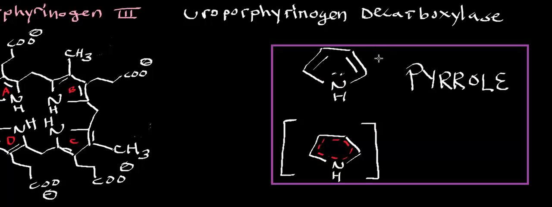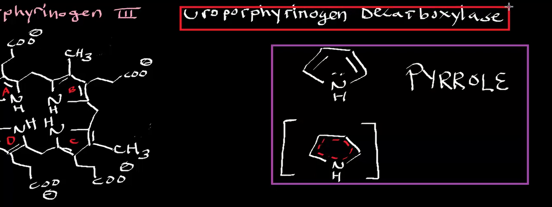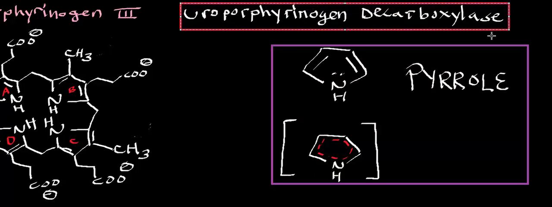Welcome back to the playlist on porphyrin biosynthesis. In this video, we're going to look at the physiology and biochemistry of this particular enzyme in porphyrin synthesis, which is called Uroporphyrinogen Decarboxylase. This is one of the enzymes that's going to act on the porphyrin ring once we cyclize it from hydroxymethylbilane. Okay?